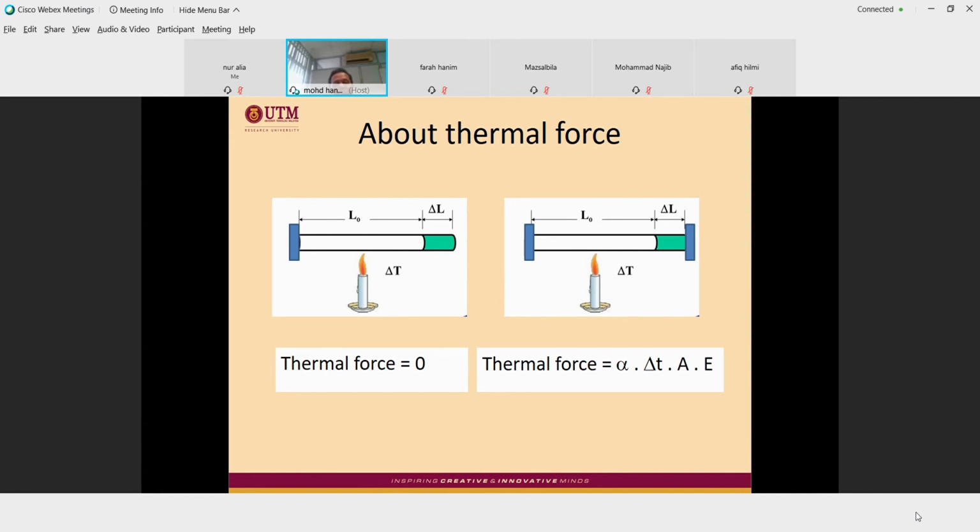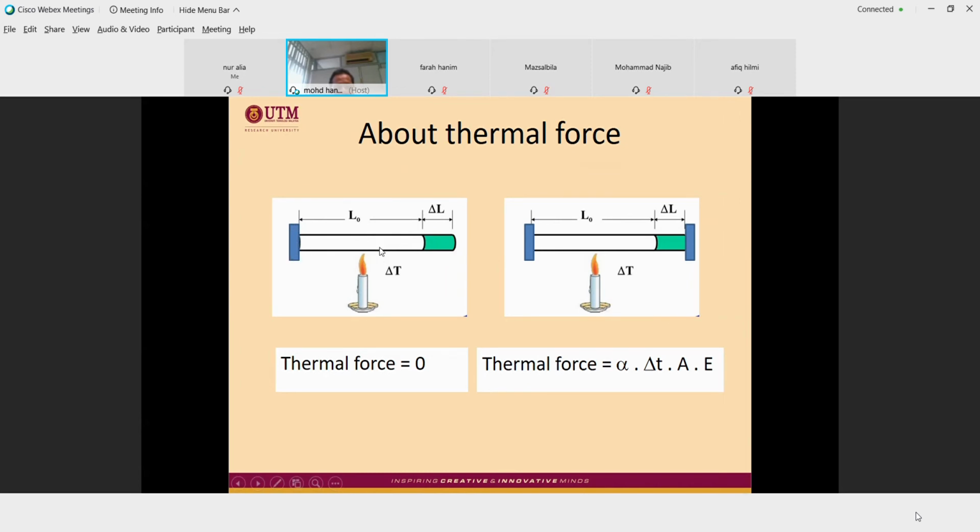And about thermal force, this is an additional slide about thermal force. To make us aware of the cases when the thermal force is zero or cases when the thermal force is not equal to zero. For example, here, this one bar, okay. This is a rigid joint or rigid support here.